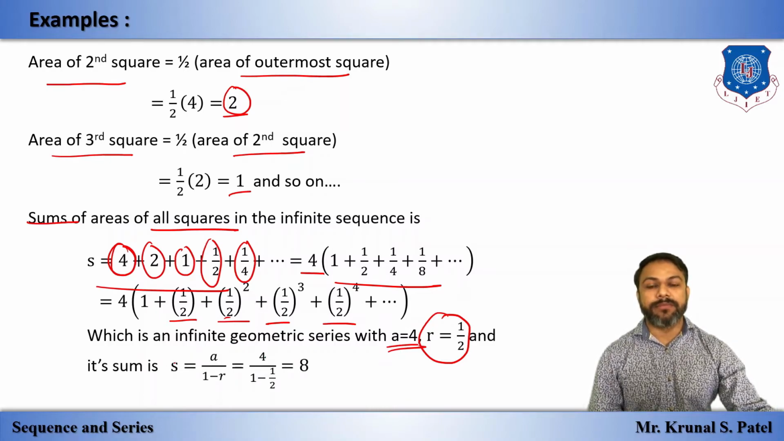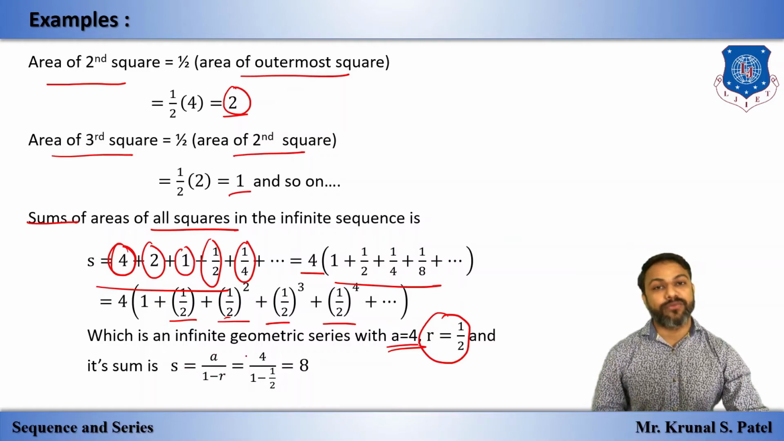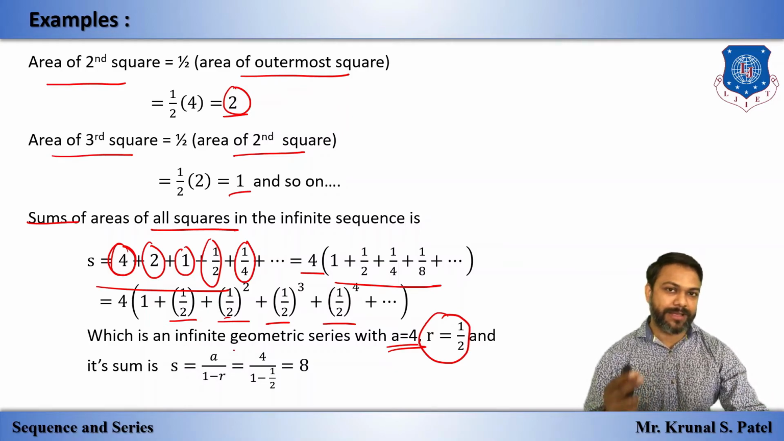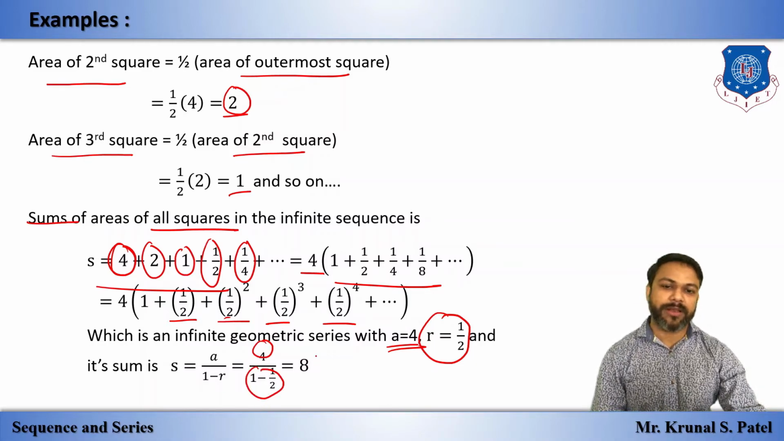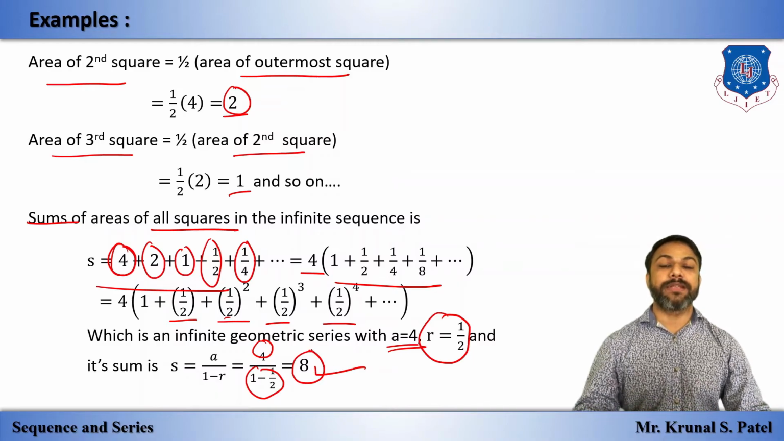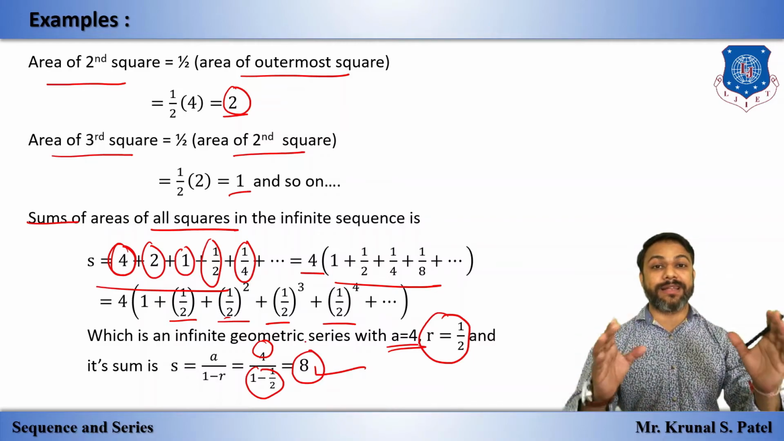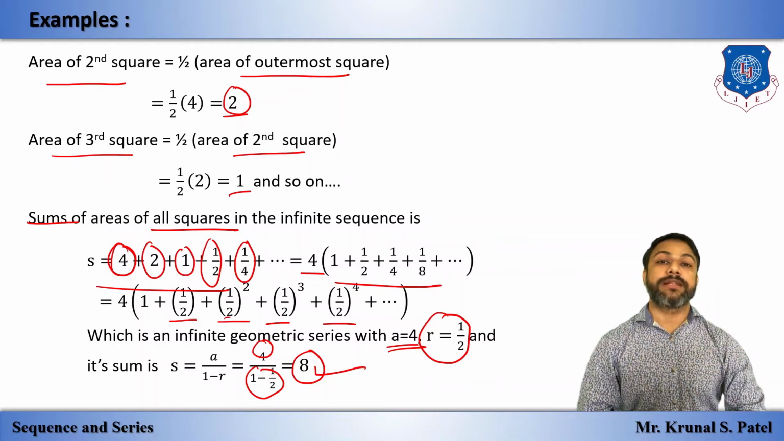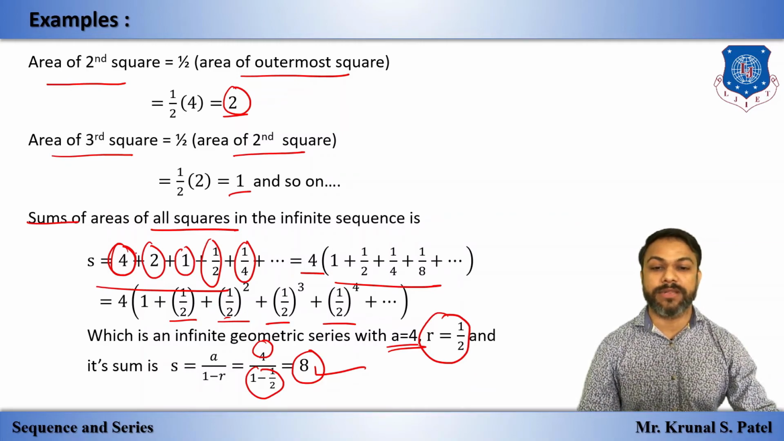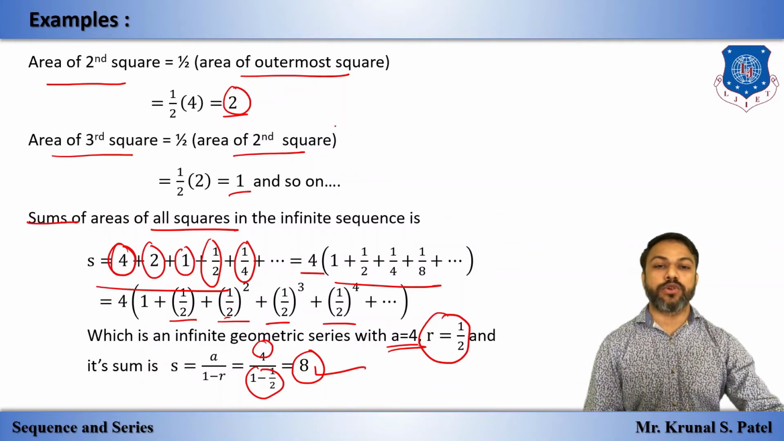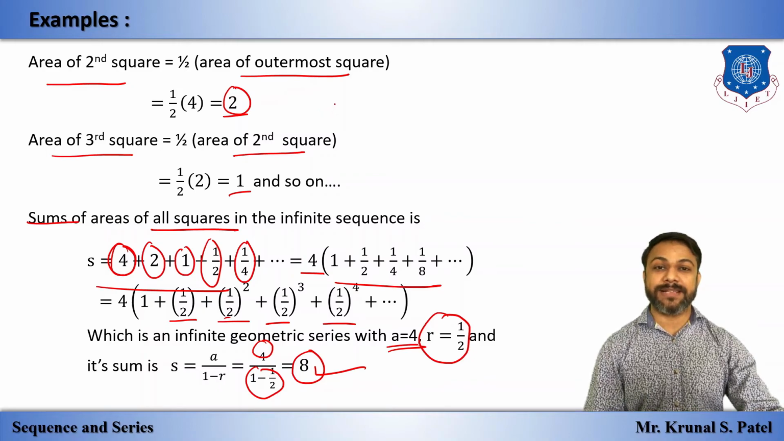Here in the question they are asking only about the sum. So the summation S is equal to a upon 1 minus r. This is an infinite series, so we have to use this formula. A is 4, r is 1 by 2, so 1 minus 1 by 2 is 1 by 2, so 2 goes to the numerator, and we have the final summation 8. That means if we are doing this infinitely, square inside square, the sum of the areas of all the squares is 8, not more than 8. Okay, so this is the practical example.